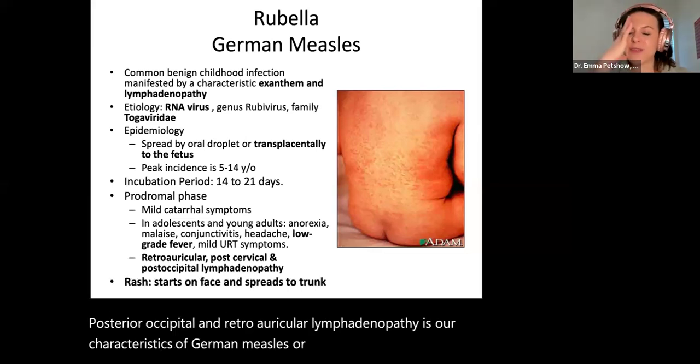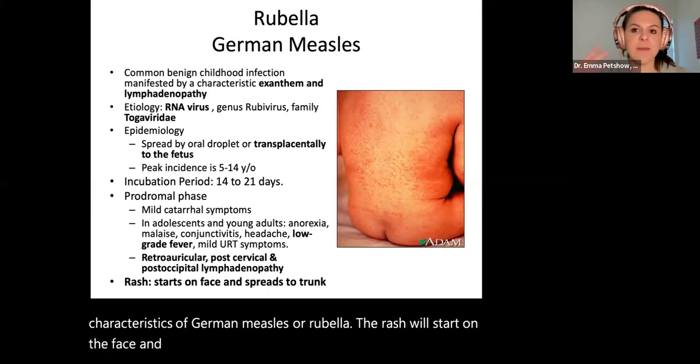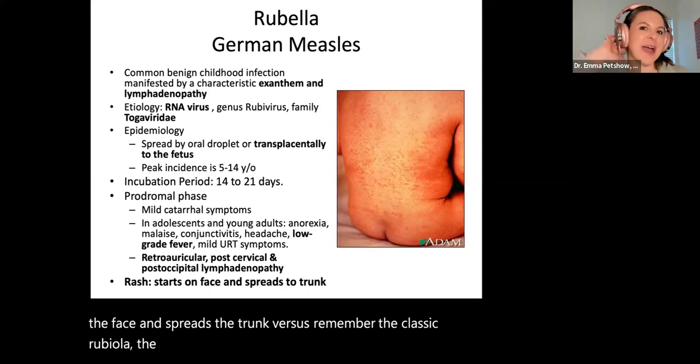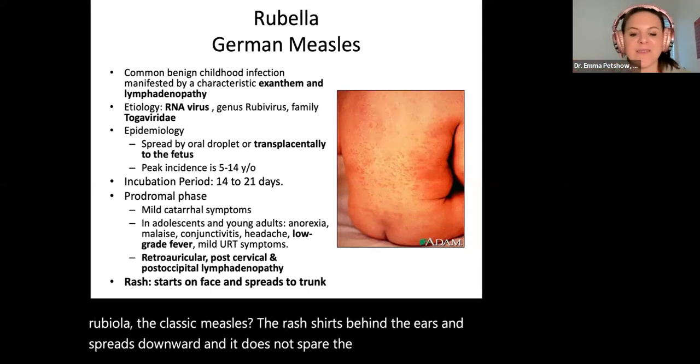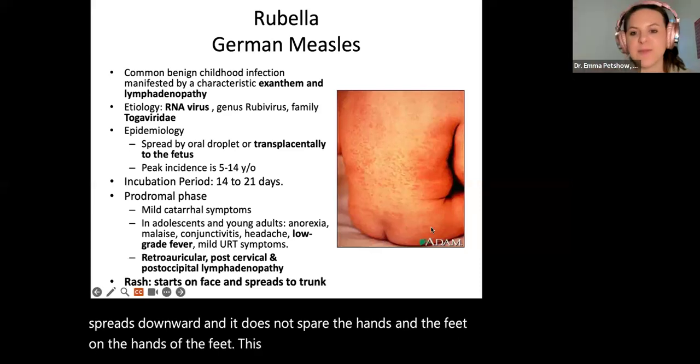The rash will start on the face and spread to the trunk versus, remember, the classic rubeola, the classic measles, the rash starts behind the ears and spreads downward, and it does not spare the hands and the feet. It's on the hands and the feet. This one starts on the face, moves down to the trunk.